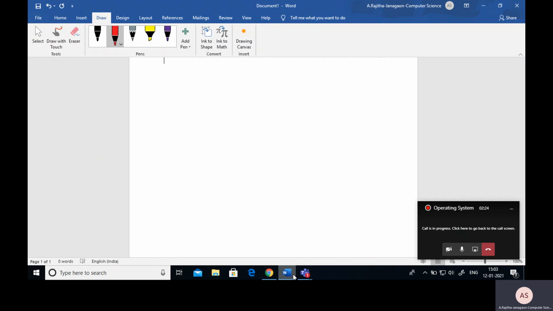Good afternoon, students. Now we are going to discuss the various methods to handle deadlocks. That means different methods to handle deadlock. So this is what we are discussing now.